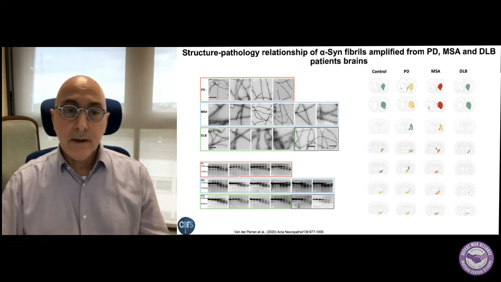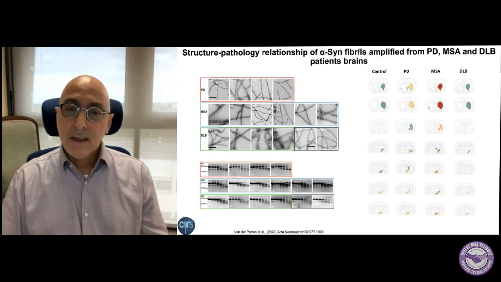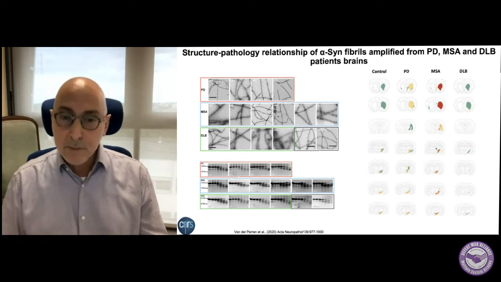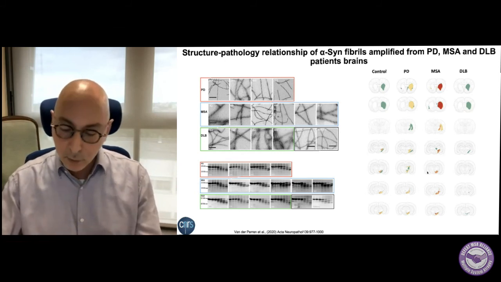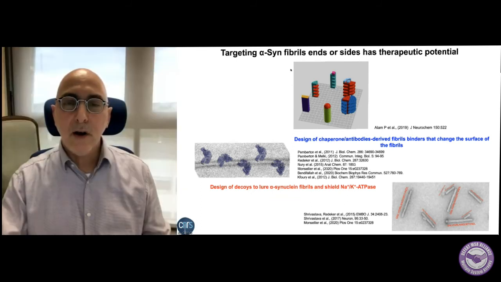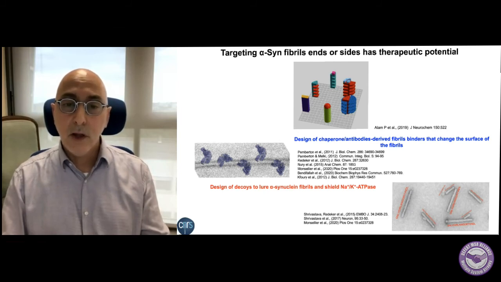Meaning that different aggregates amplified from different patients induce different pathology in a model animal. So as I showed you, alpha-synuclein fibrils are propagating in the brain. This means that this process can be targeted because it has a therapeutic potential. Reducing the propagation can slow down disease.